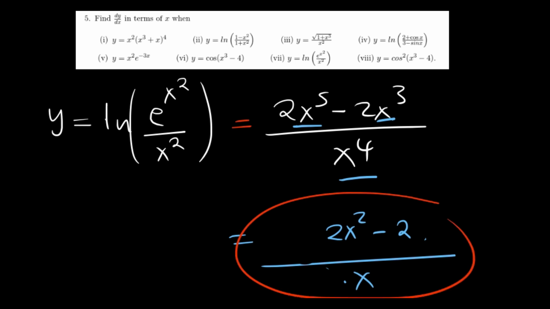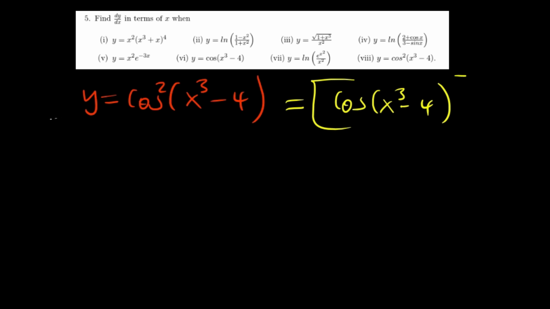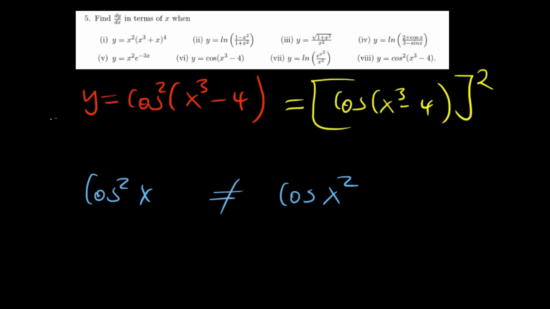Okay. Now for the last one, we apply the chain rule. So when you see y is equal to cosine squared of x to the power 3 minus 4, the meaning there is that what you have is cosine of x to the power 3 minus 4, and then all this is raised to the power 2. That's what it means. Okay, so cosine squared of x is not equal to cosine of x squared. These are two different things. This means cosine of x raised to the power 2. That's what it means.